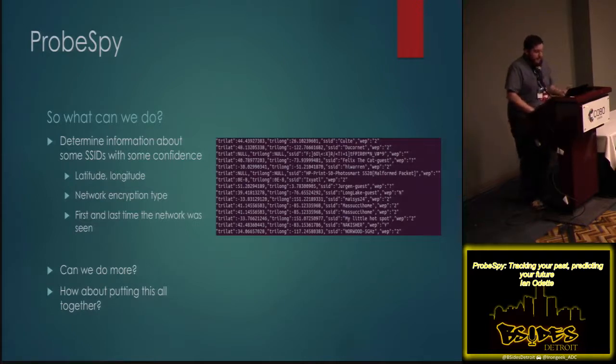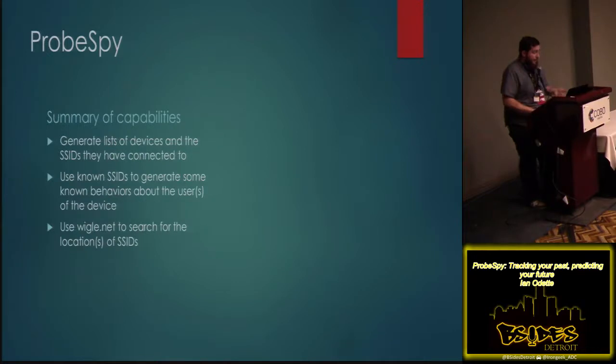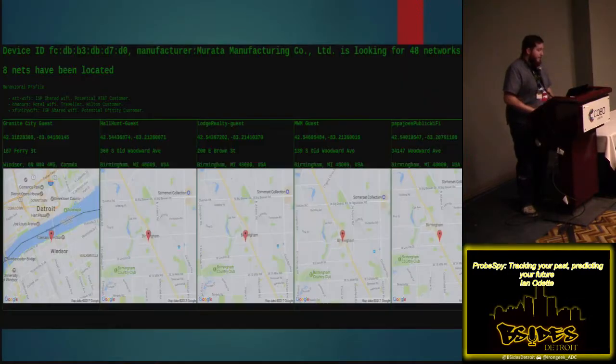So all of this is kind of interesting information, but until we actually put it all together into something, it's all just kind of disparate sources of information. So how about we go ahead and put it all together? Just to summarize, we're able to generate a list of devices and the SSIDs that they've connected to, assuming they're not attempting to protect themselves from this kind of information disclosure. We can use the known SSIDs, or SSIDs that we've identified as belonging to various companies or whatever, to determine some behaviors about the people using the devices. And we can also use Wiggle.net to attempt to locate and identify even more networks.